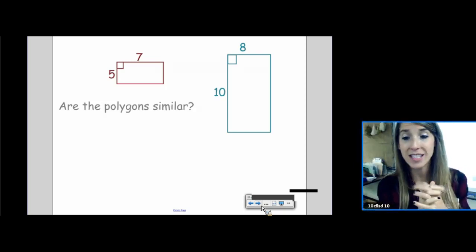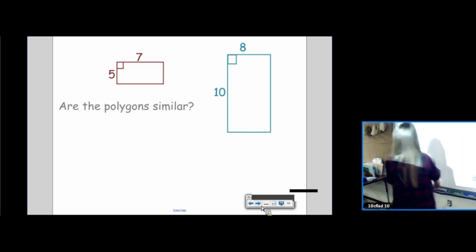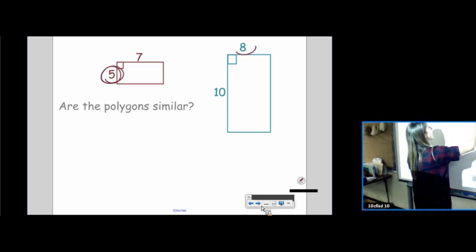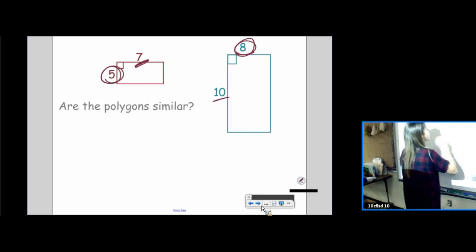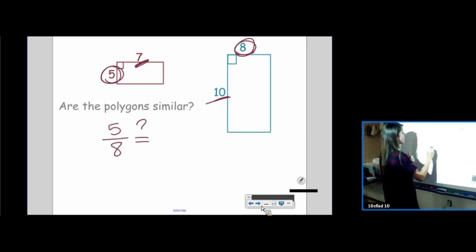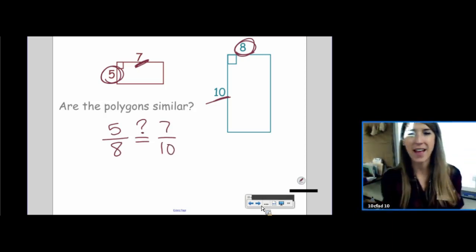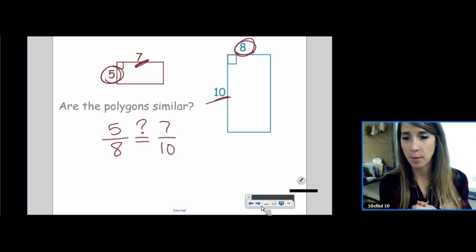Now we have to make sure the sides are proportional. When we compare the sides, we want to compare the smallest side to the smallest side, and the largest side in this figure to the largest side. So we would say, does 5 compare to 8 as 7 compares to 10? How do we determine if that's a true statement or not? If that proportion is true or false?